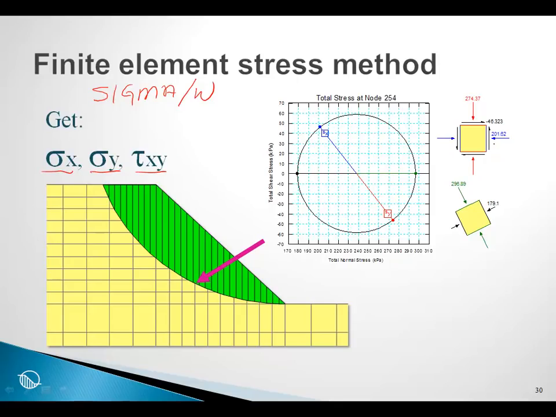So here is sigma x, sigma y, and tau xy. Once we have this stress state at a point, we can find the stresses on any other plane using Mohr circle techniques. And so let us say that we have the base of a slice here. Here's an element, and here's the base of the slice.